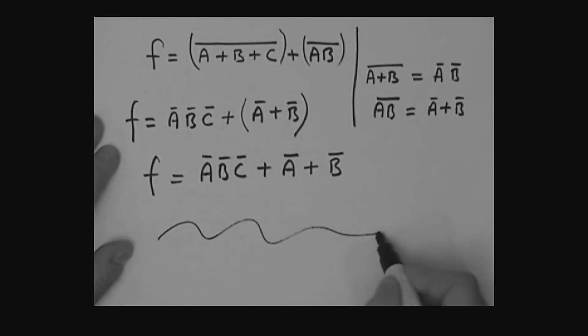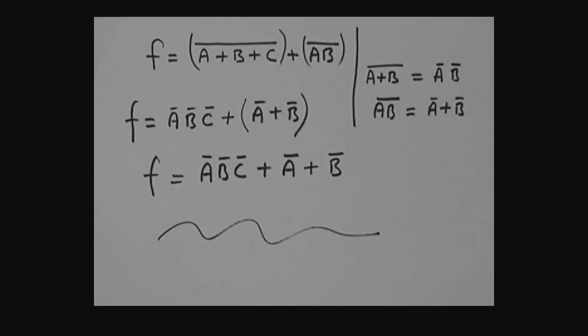Okay, and I'll get you to plot that on a 3-variable map, and you'll see if indeed you can minimize. And also you may try Boolean algebra on that as well. Okay, that ends this section.